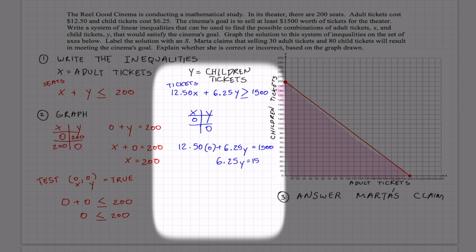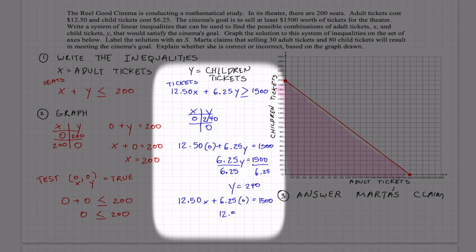6.25y equals 1500. One step further, divide by 6.25 on both sides, and I will get my y number. Y is going to equal 240. Do the same for the second point, except we're replacing y with 0 this time. I get 12.50x plus 6.25 times 0 equals 1500. That just becomes 12.50x equals 1500. Divide by 12.5 on both sides, and I get 120.